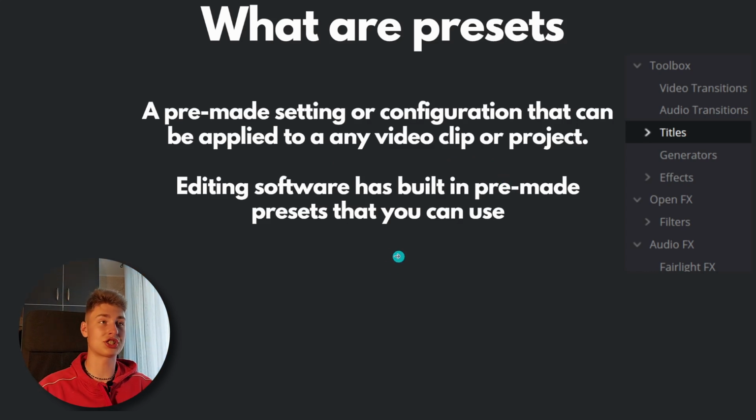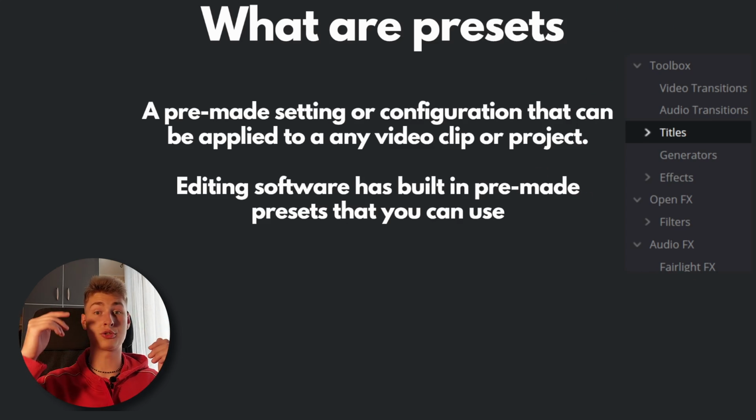As you may already understand, editing software has built-in pre-made presets you can use. For example, DaVinci Resolve has pretty much the same presets as Premiere Pro or CapCut. You will see this menu in DaVinci Resolve: transitions, video transitions, audio transitions, effects, open effects, filters, and so on. Basically they are presets, and in today's video I'm going to show you how to create custom presets, or maybe just modify the presets that are already in.